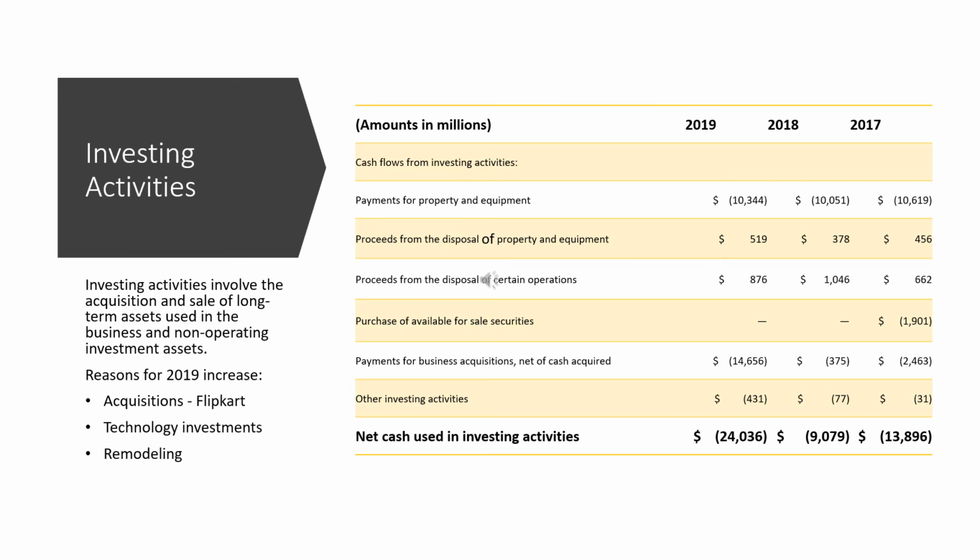This generally consisted of payments for business acquisitions and to expand our e-commerce capabilities, invest in other technologies, remodel existing stores and clubs, and add new stores and clubs. The net cash used in investing activities increased $15 billion for fiscal year 2019, which is a pretty big deal when compared to the previous fiscal year. This increase was primarily due to almost the $14 billion payment for Flipkart, which has been mentioned before, as well as a couple other smaller acquisitions.